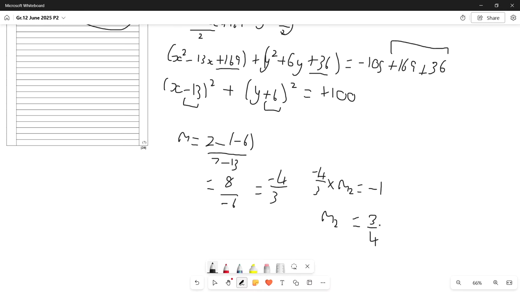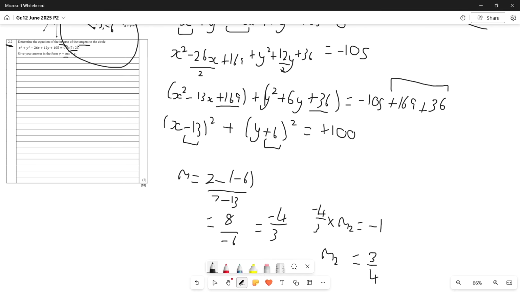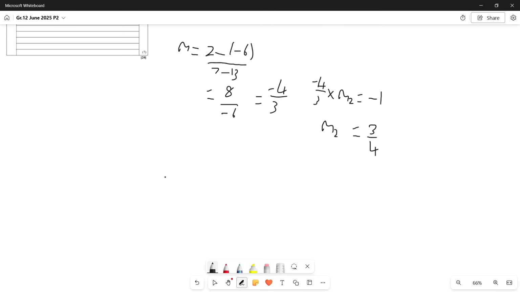We have the gradient of the tangent, but we don't yet have the equation of that tangent, which means we first have to deal with that before we deal with the inverse. So what we have to do is we're going to go y equals 3/4 x plus c over here.